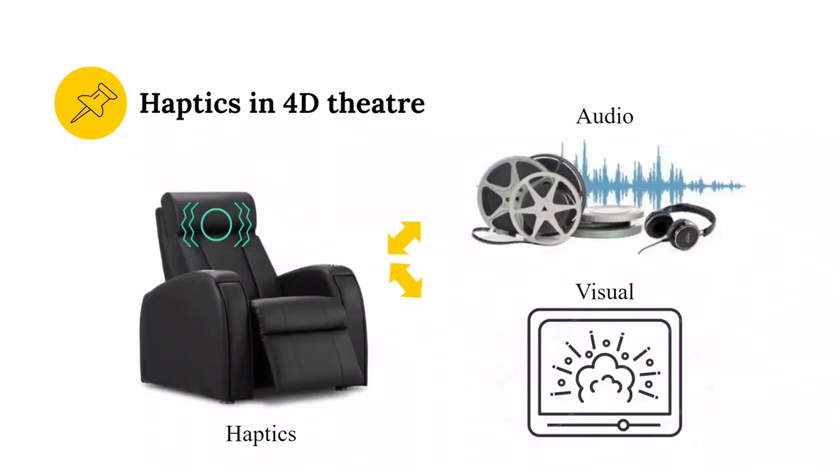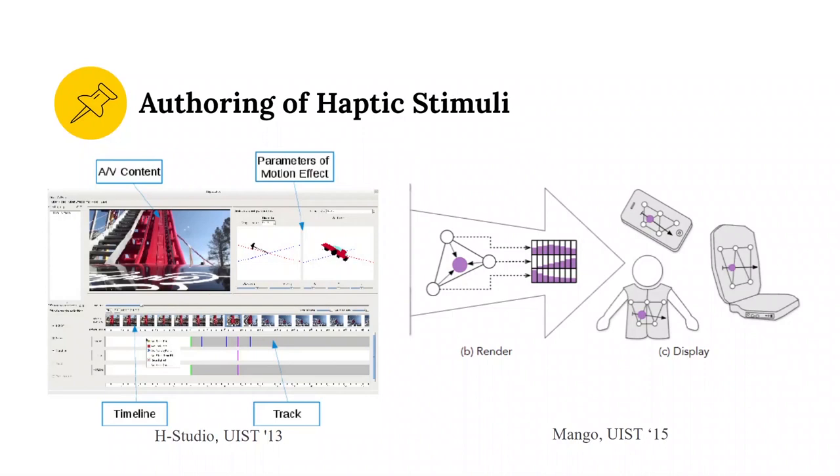Movies are rarely filmed with the haptic effects already included. So, a separate, expensive, haptic authoring process is necessary. This authoring needs to make sure that the haptic content matches the audiovisual content. There are some tools that assist in this process, such as H-Studio for kinematic and vibrotactile effects and Mango for tactile effects, but the authoring task remains difficult. For the rest of this presentation, I will focus on vibrotactile authoring.